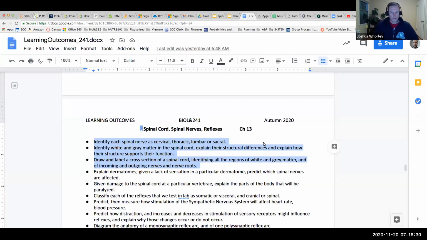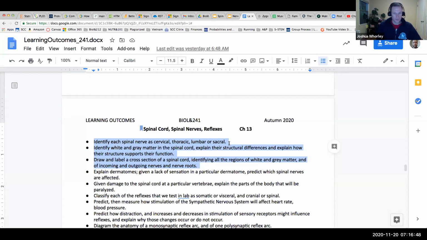In this video, I want to talk about the spinal cord and the spinal nerves. And so we're going to look at the anatomy and a bit of physiology of both of these. So really focusing on these first three learning outcomes, right?